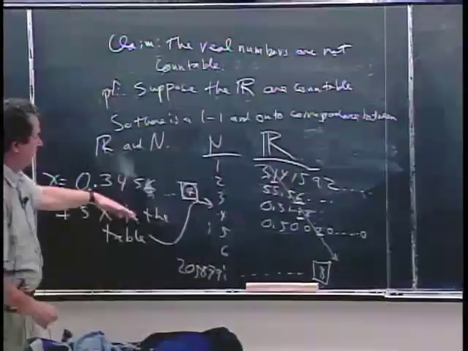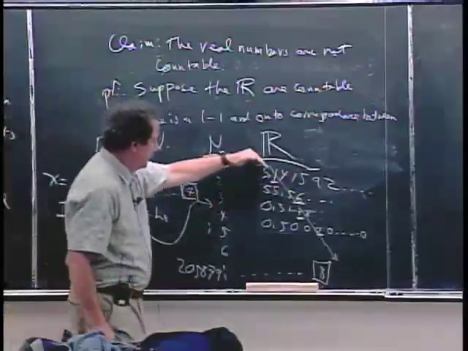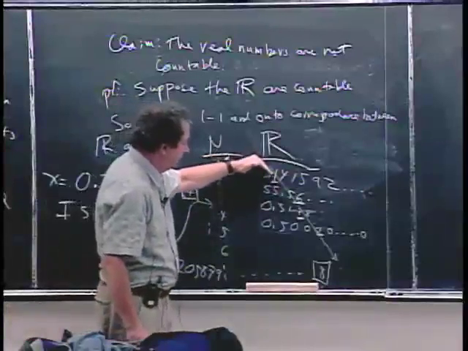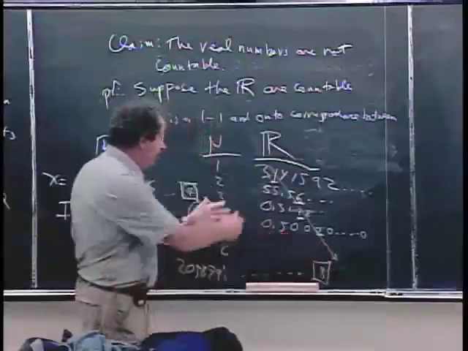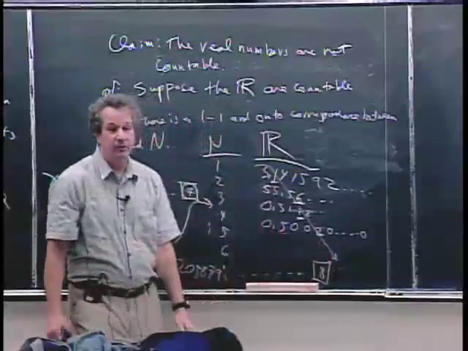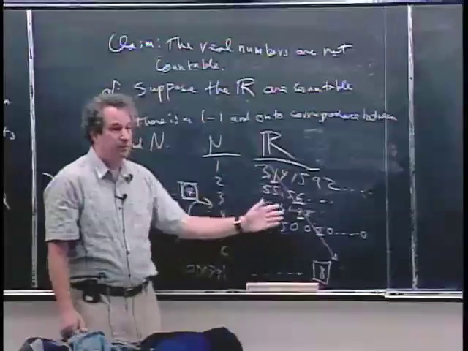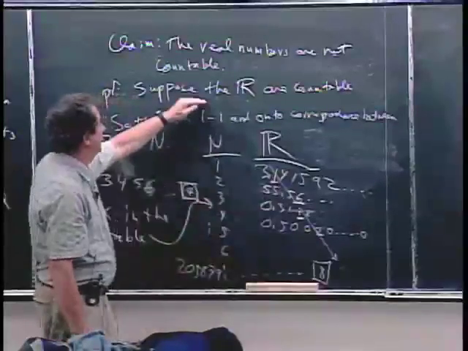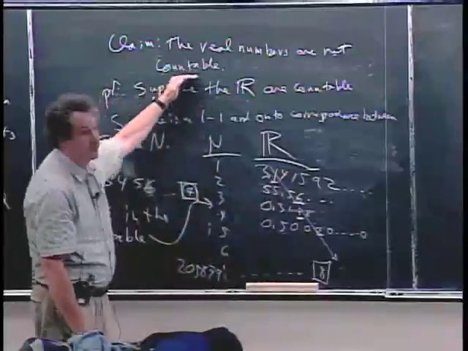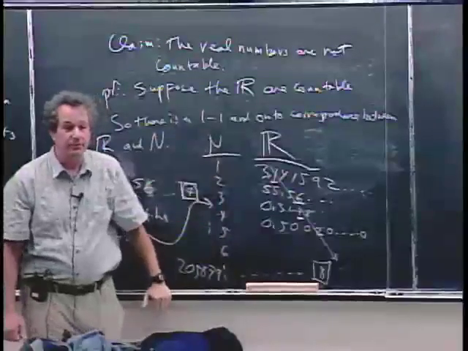At any rate, back to the main point. The main point is now I've created this number x, which is not in that table, and therefore this correspondence is not one-to-one and onto, and that means that the real numbers are not countable. That's how that proof goes.